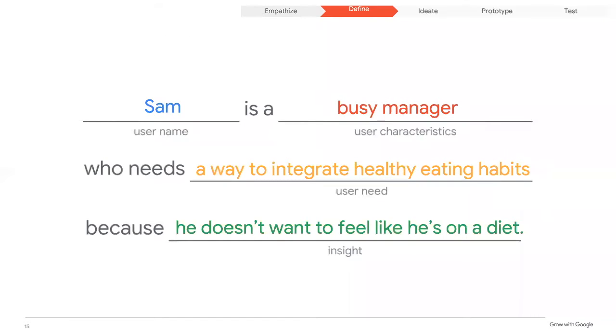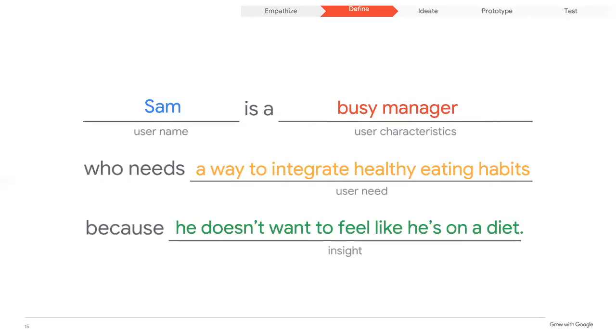Now, this is a sample of a completed problem statement. Here we have our user, Sam, who is a busy manager. His need or core problem is that he needs a way to integrate healthy eating habits. The reason why he has this need, or the insight, stems from a desire to not feel like he's on a diet. The problem statement is telling us what we need: to help Sam find some solutions that will integrate healthy eating habits for Sam without making him feel like he's on a diet.